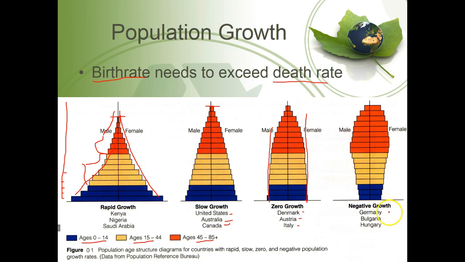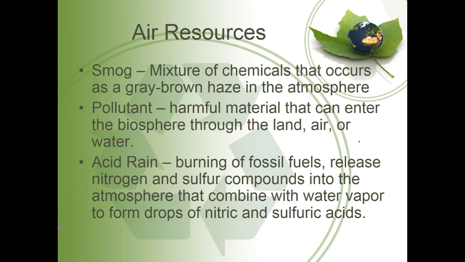And then negative growth, like Germany, where they have a greater population of people up here, and it's actually tailing in because they're not having babies, and the babies aren't replacing the people above them. So they're actually experiencing negative growth. They are declining in population size. So that's it for population growth.